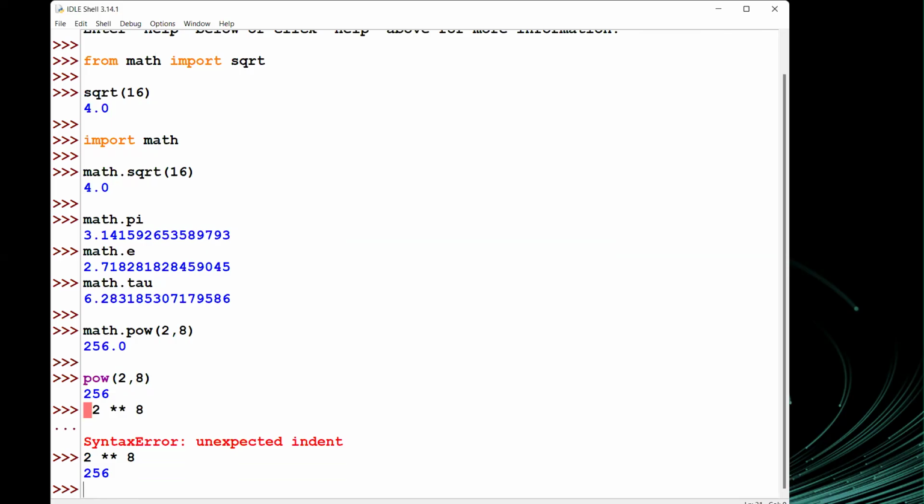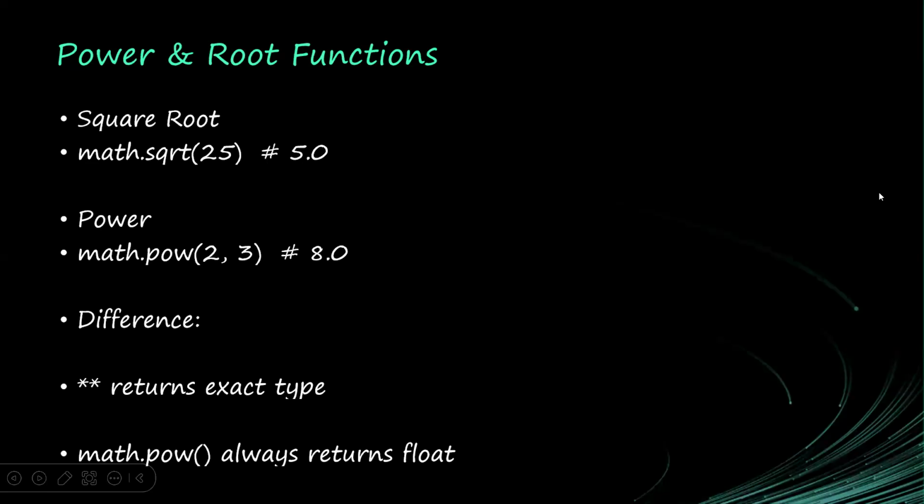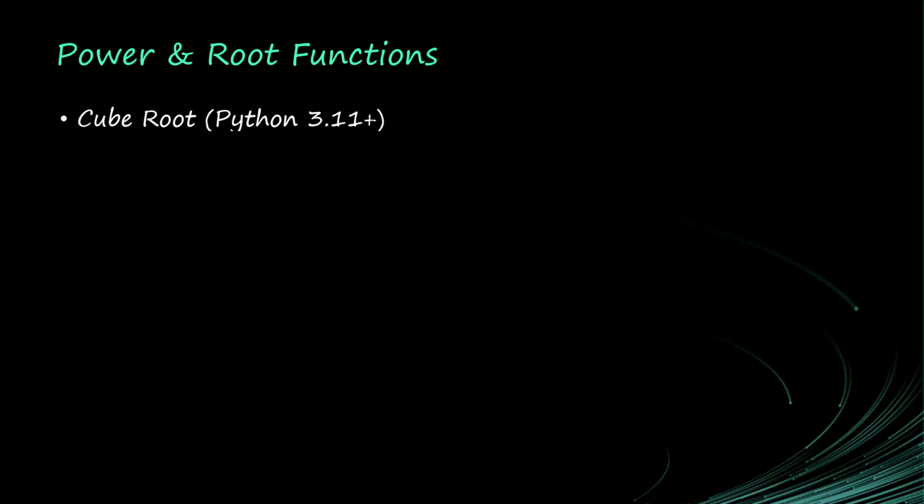So if you use the power function, it will return an integer. But if you use math.pow, it will return a floating number. And if you do the exponential 2 double asterisk 8, it will still give you an integer value. That's the difference. So the double asterisk, the exponential operator, returns the exact type, while math.pow returns a float. You can also have the cube root from Python 3.11 and above.